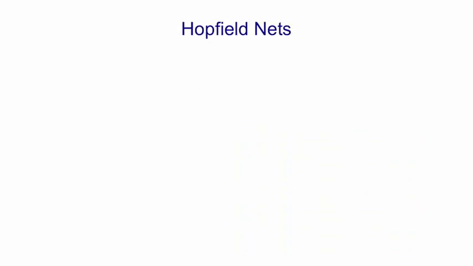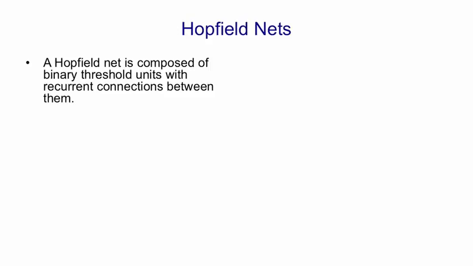We're now going to learn about a very different kind of model from a feed-forward neural net. These are sometimes called energy-based models because their properties derive from a global energy function. So a Hopfield net is one of the simplest kinds of energy-based model. It's composed of binary threshold units with recurrent connections between them.